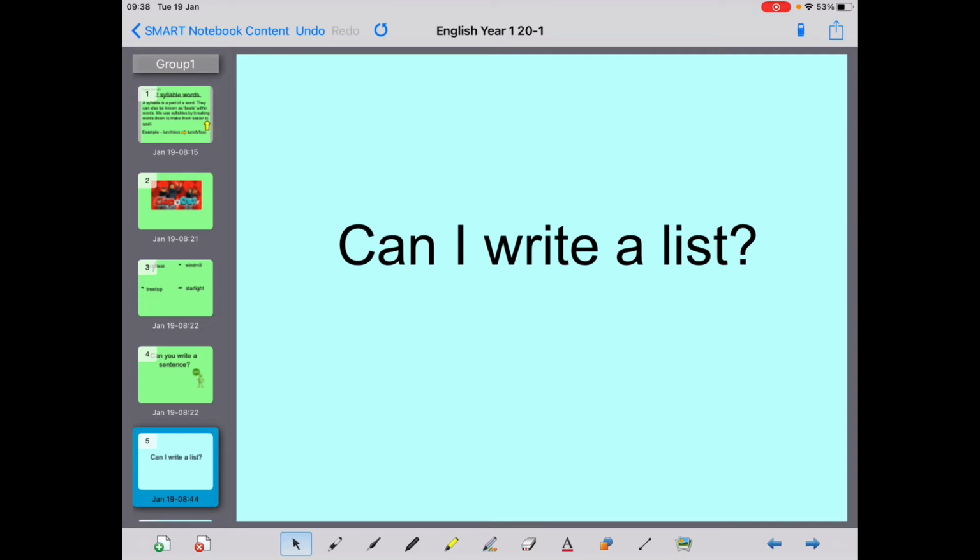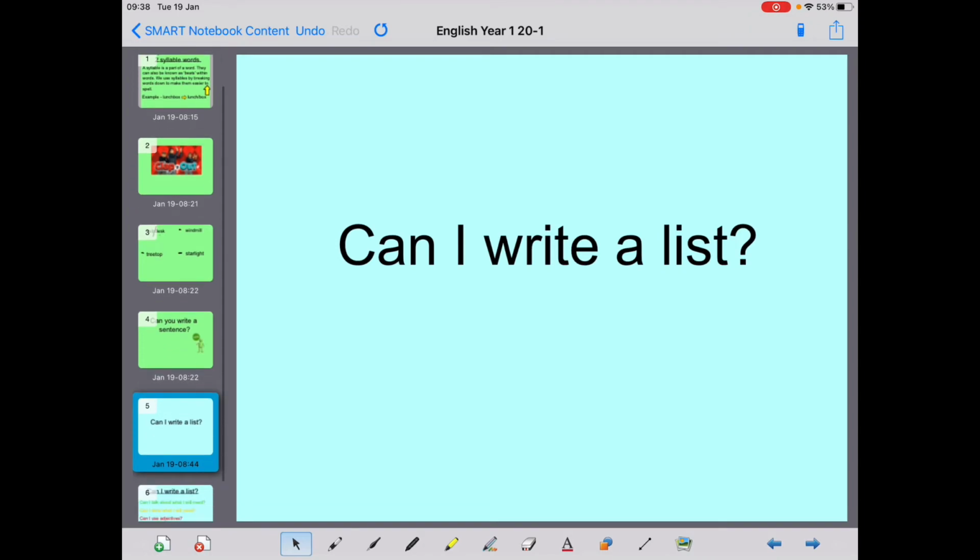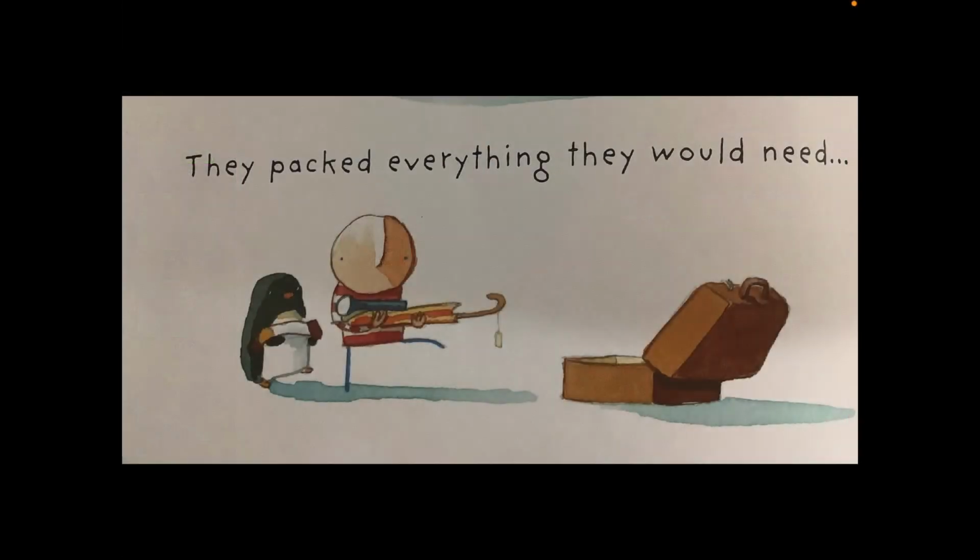Okay, what we're going to do is, in our story, there is a part where we need a list. In the story of Lost and Found, there is a part where the penguin and the boy are packing things in a brown suitcase before they set off in their boat to go to the South Pole. And it says here, they packed everything they would need.